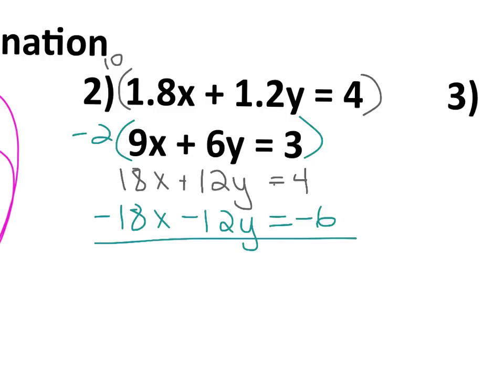When I combine these, the x's both cancel out, and so does the y, which means I have a 0 on this side of the equal sign. And then 4 and -6 is -2. Because this is not a true statement, this would be no solution.